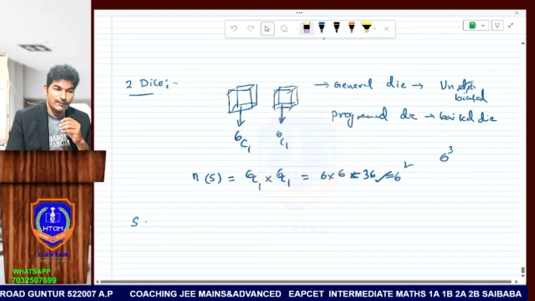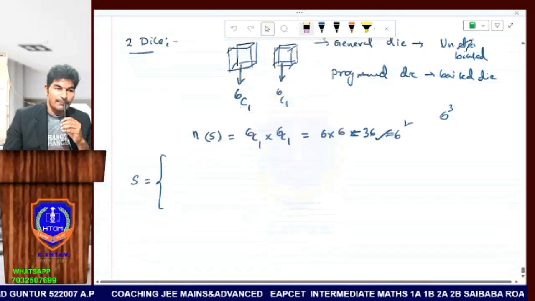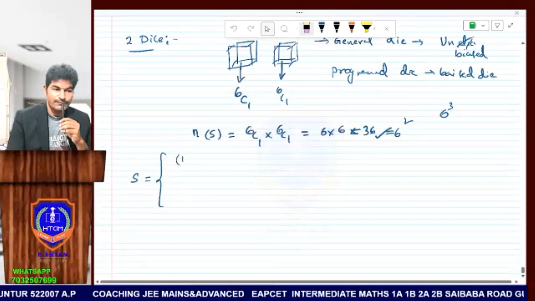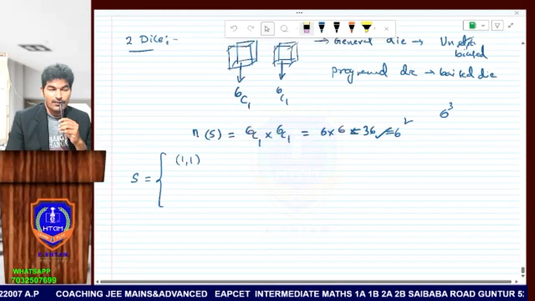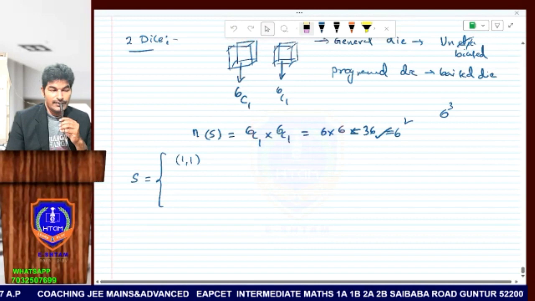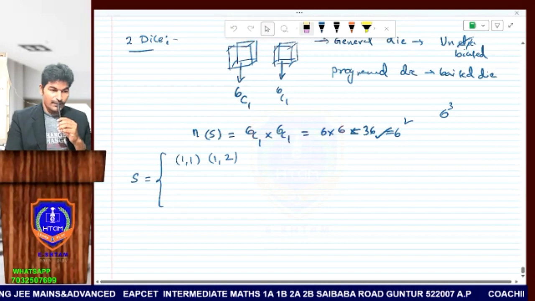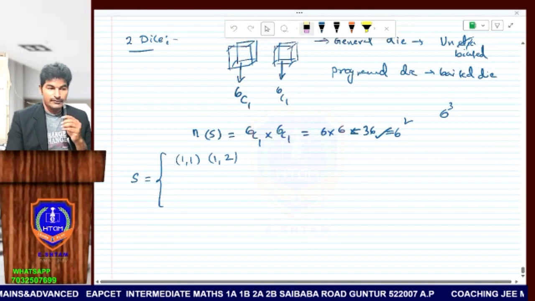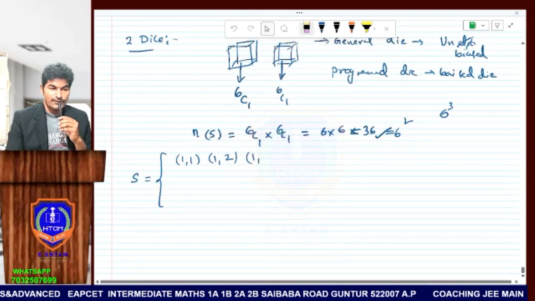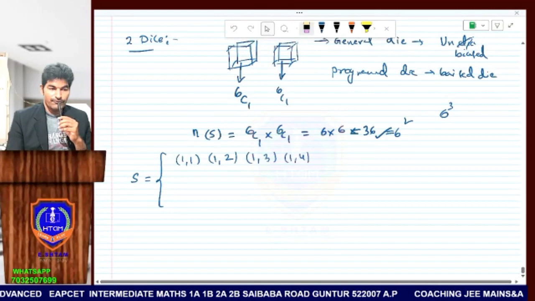Now, what is the sample space? Mention clearly. In the sample space, the first die will show 1, and the second die also shows 1. Understood? 1 comma 1. This ordered pair shows that the first number indicates the number appeared on the first die, and the second shows the number appeared on the second die. Next, 1 comma 2. What is 1 comma 2? The first die will show 1 and the second die will show 2. Similarly 1 3, 1 4, 1 5, and 1 6.